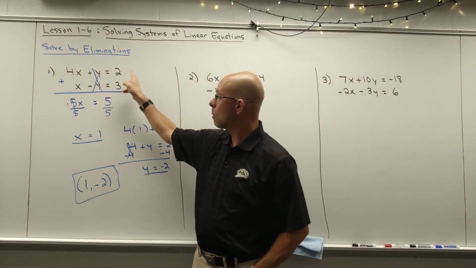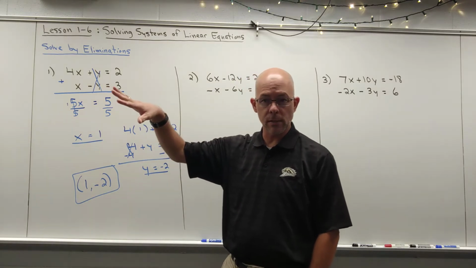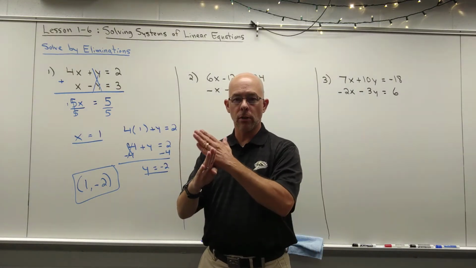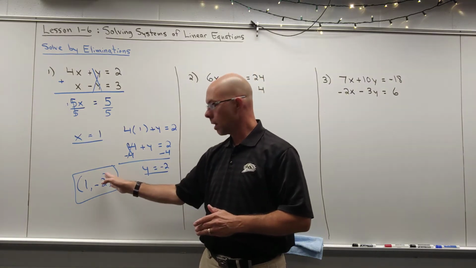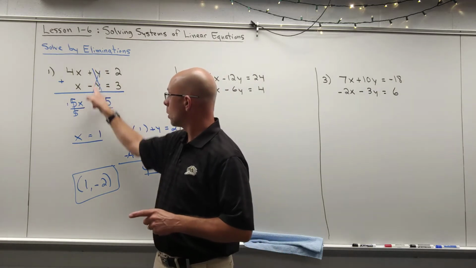Folks, that means if we were to take the time to graph these two lines on a coordinate plane like we did a few lessons ago, I think it was lesson 1.2, these two lines would cross each other exactly at the location (1, negative 2). Okay? So you see how that's situated? This is what we're looking for.